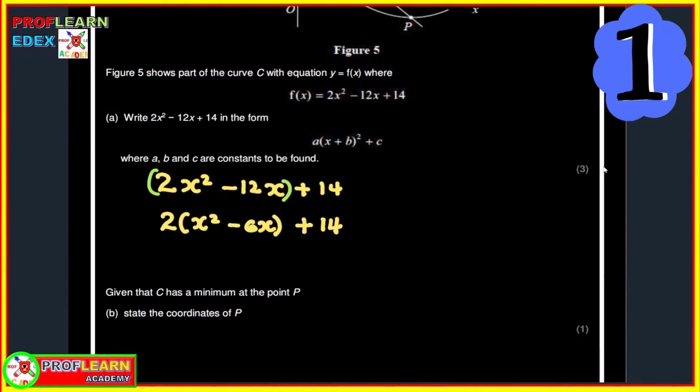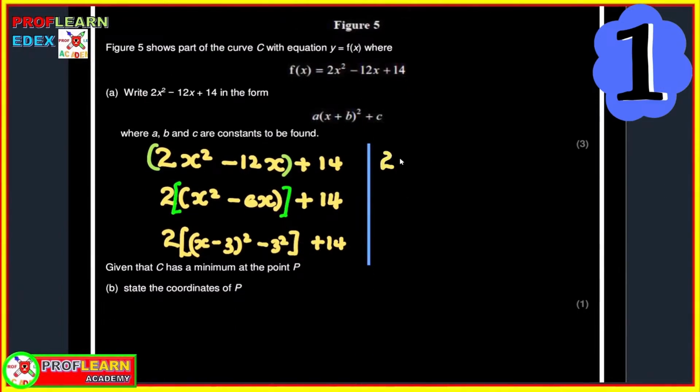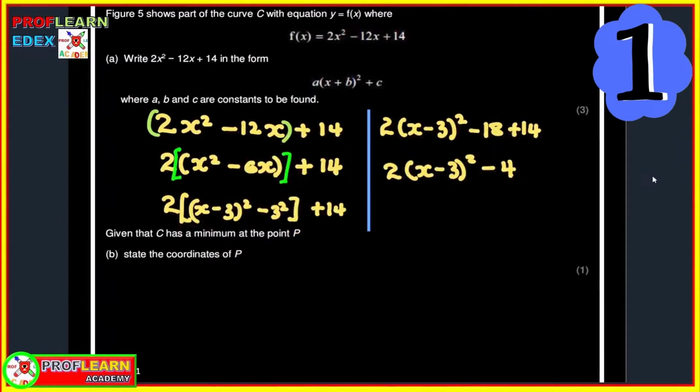So we reduce into this, and now if we are going to complete the square for x squared minus 6x, we say (x minus half of 6, which is -3) squared, then we subtract the square of 3. Now if we open the bracket, we have 2 multiplied into all the terms in the bracket, and eventually this is what we have, which is the expected form that we are supposed to leave in this particular question.